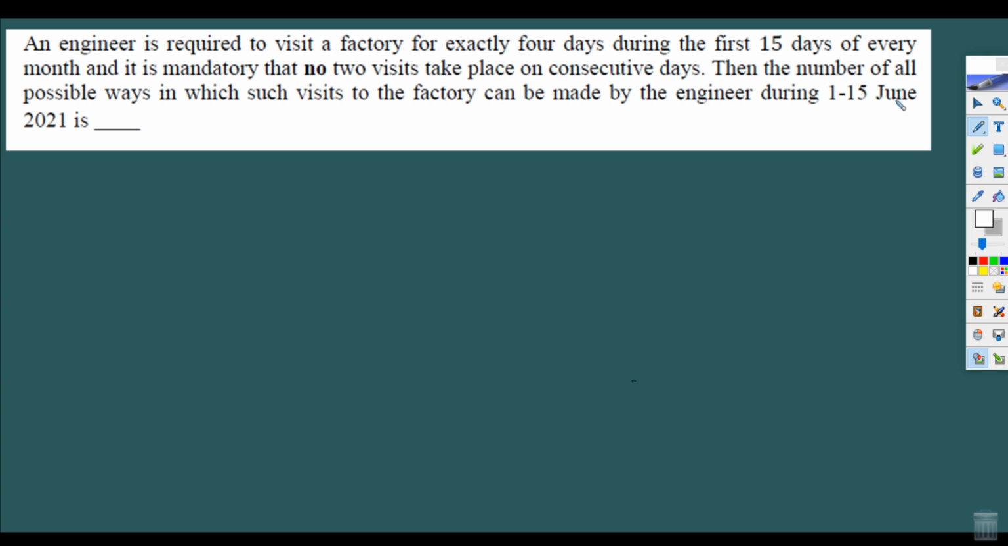15th June 2021. So what I do is I assume that from 1st June to 15th June there are some 4 days on which the engineer has visited the factory, complying to the condition that no two of them are consecutive. So there were 15 days of which on 4 particular days the engineer has visited. So let me count the days which he has not visited as skipped.